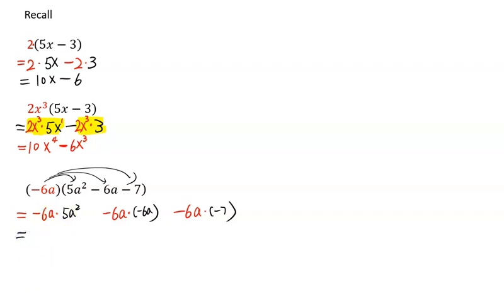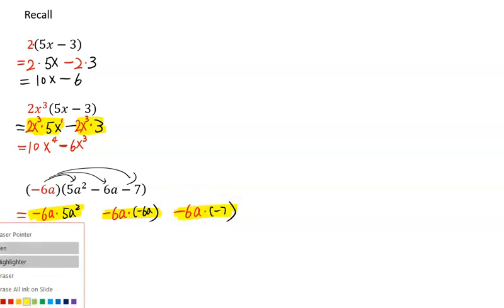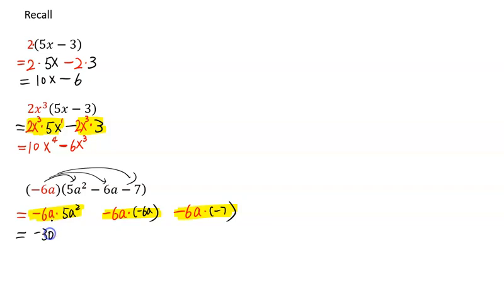Now let's simplify. We have to apply the exponent rules to do these. We multiply negative 6 and 5 to get negative 30. a times a squared is a to the third, because 1 copy plus 2 copies is 3 copies. Negative 6 times negative 6 is positive 36, and a times a is a squared, because 1 copy plus another copy is 2 copies. Negative 6 times negative 7 is positive 42, and bring down that a. Again, we're supposed to do addition here, but a to the third, a squared, and a are all different. Just like you have apples, oranges, and bananas, you cannot add them together.